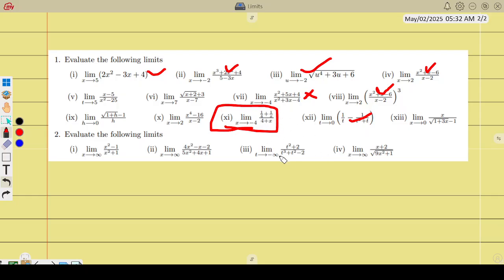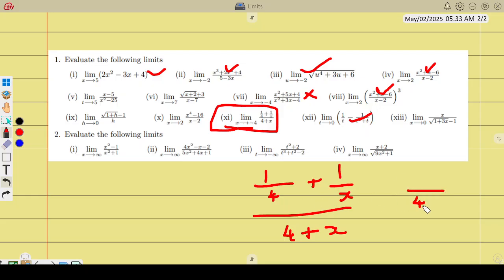Okay, let's do it real quick, under 1 minute. 1 over 4 plus 1 over x, everything is over 4 plus x. So you have to make the numerator as a single fraction. So the numerator, we're going to have 4x, x plus 4.